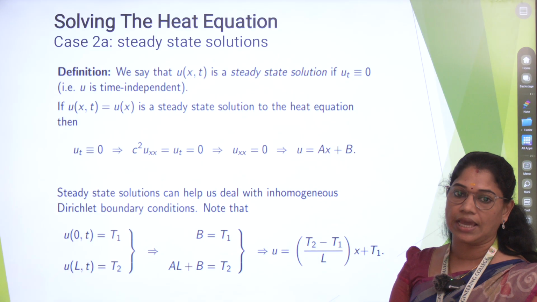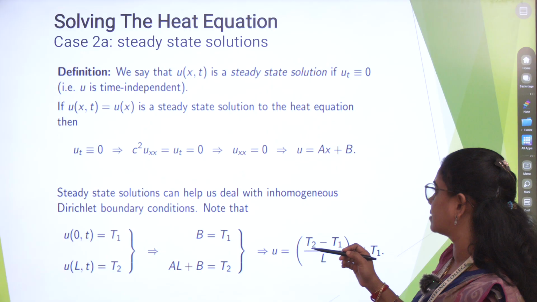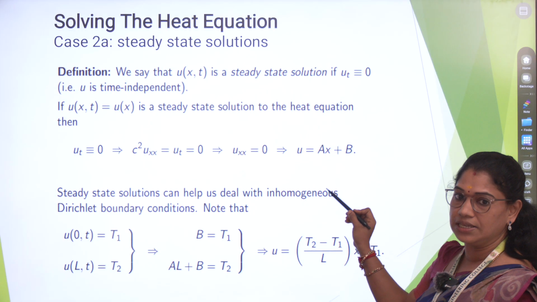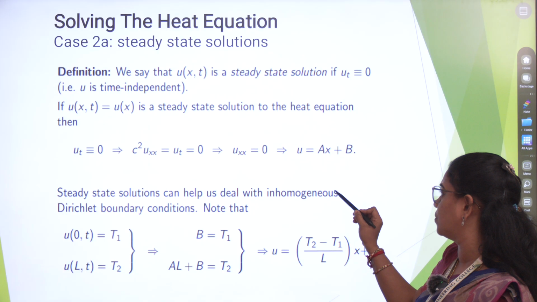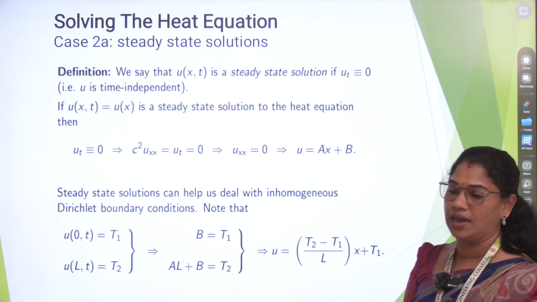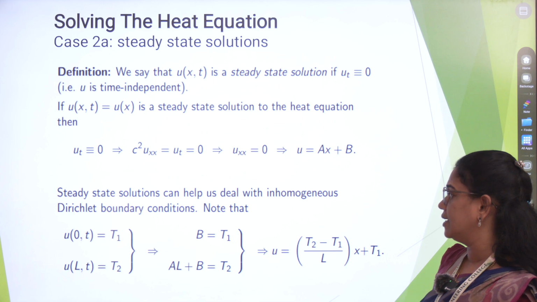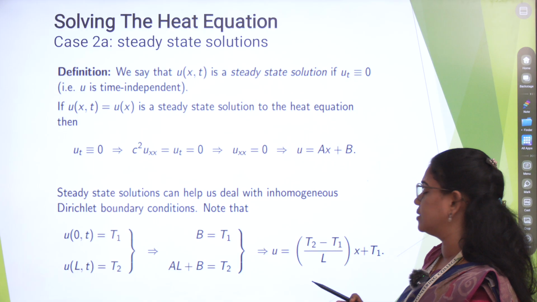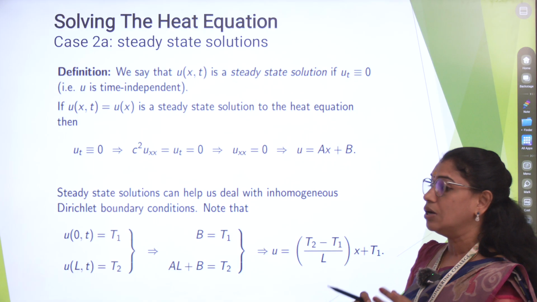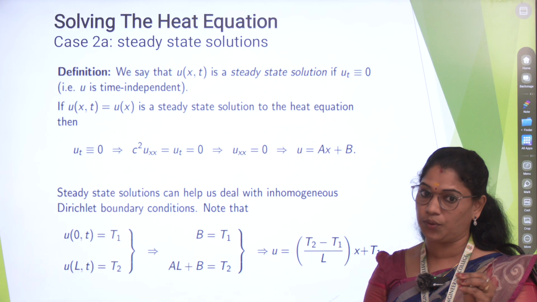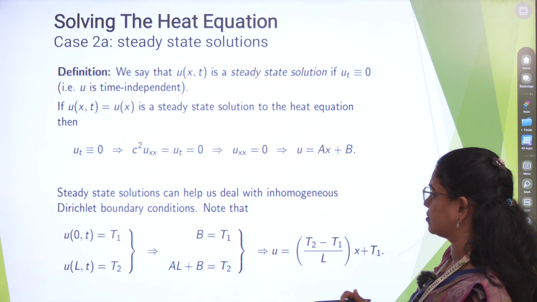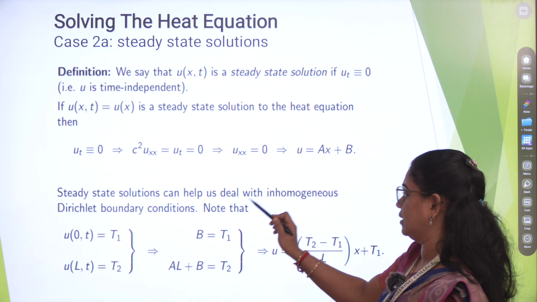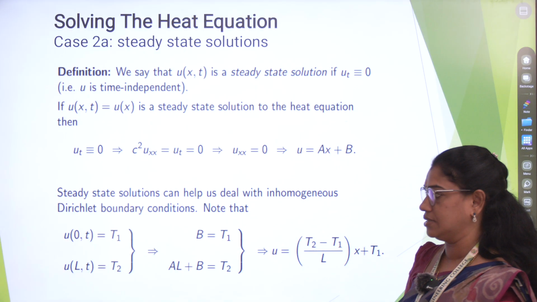It is a second order partial derivative. u double x is equal to 0 implies the main condition is the steady state heat equation, u equal to ax plus b. The steady state solution can help us deal with inhomogeneous, meaning non-homogeneous, equations. A homogeneous equation is equal to 0. A non-homogeneous equation is equal to some function.